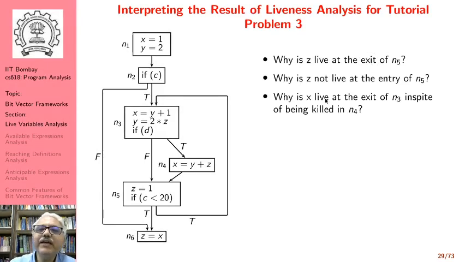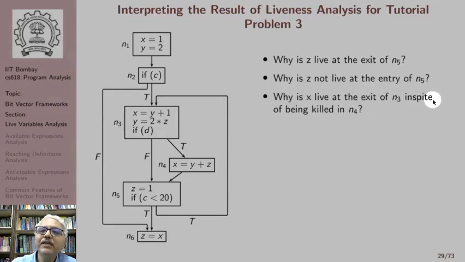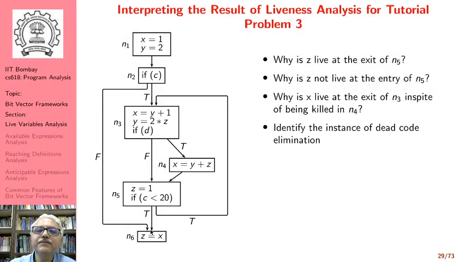The next question is, why is X live at the exit of N3? And there is more detail to this question: at the exit of N3, in spite of being killed at N4. So here X is being killed in N4, but our result says X is live here. And the answer to that question is because we have a path from N3, N5, N6 that uses X, and therefore X is live at the exit of N3, in spite of the fact that it is killed in this path, but it is live because of this particular path. I will leave the rest of the questions to you.